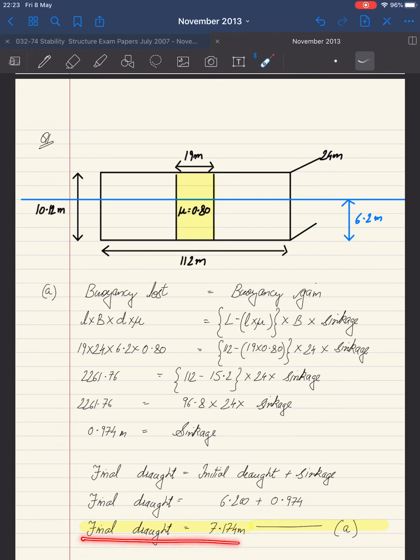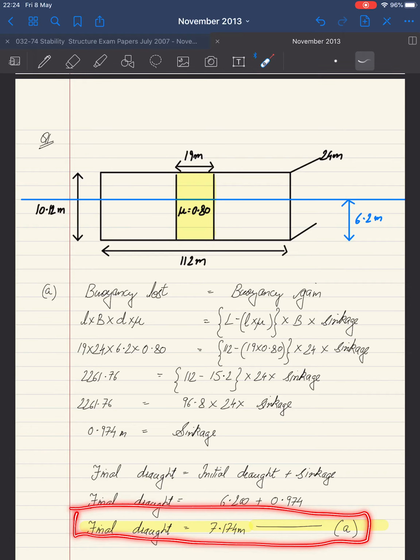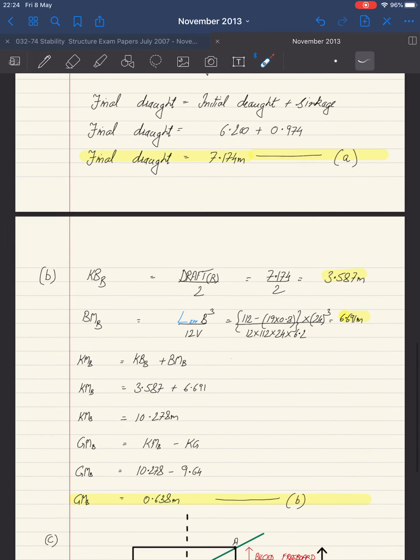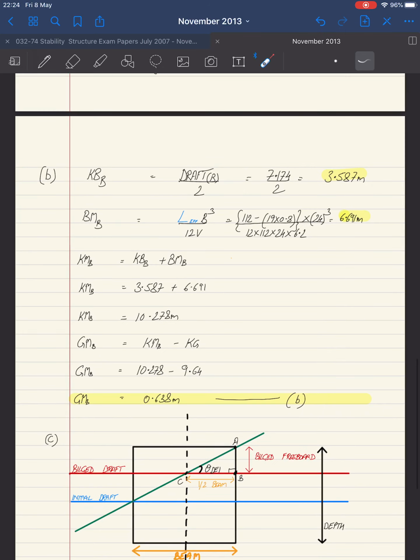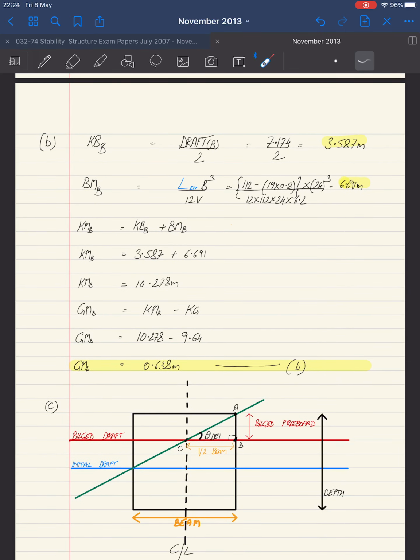So final draft is equal to 7.174 meters. So this is the answer to part A of the question. Part B of the question asks us to calculate the metacentric height in the flooded condition. For this, we first need to calculate our KM.